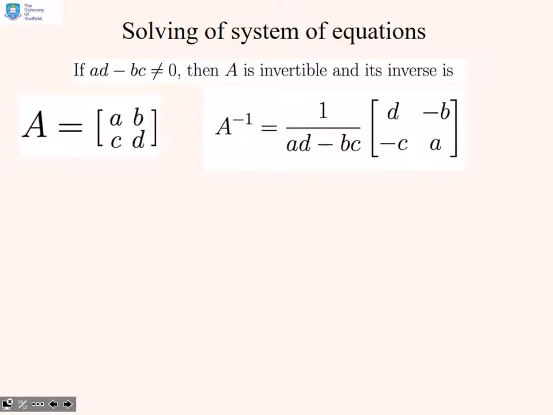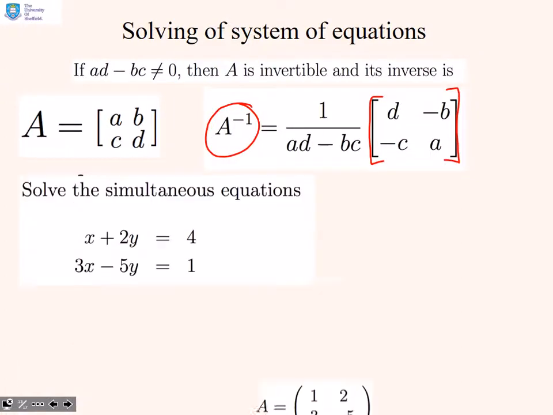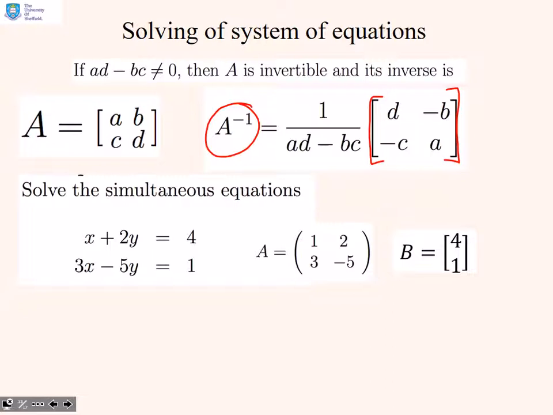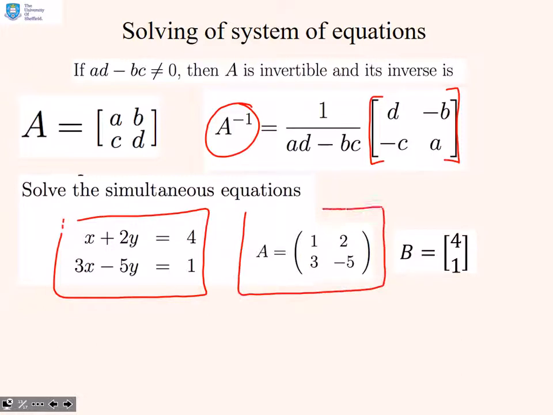So given the inverse is defined like this, A inverse is 1 over AD minus BC, and then you'll see the rest of the matrix up there. Let's take a set of equations: x plus 2y equals 4, 3x minus 5y equals 1. I find the corresponding A matrix, which takes those coefficients. So A equals 1, 2, 3, minus 5. I take the right hand side and produce this B vector, 4, 1.